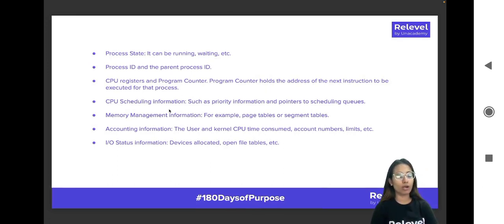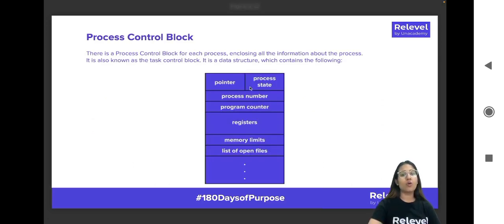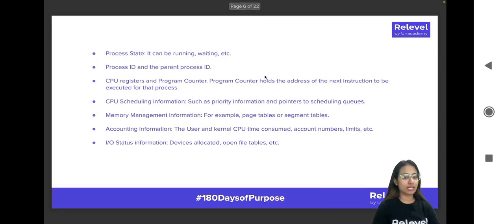Whenever we talk about process state, we have already discussed the states of a process, right? Whenever we are executing a process, there are 5 possible states and your process always has to be in one of them: the waiting state, new state, ready state, any state is possible. So always, in the process control block, we maintain the state of the process.